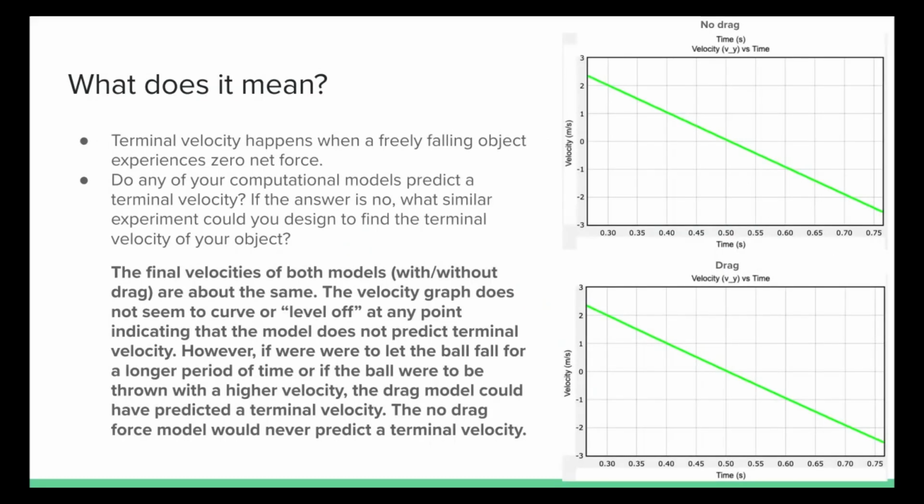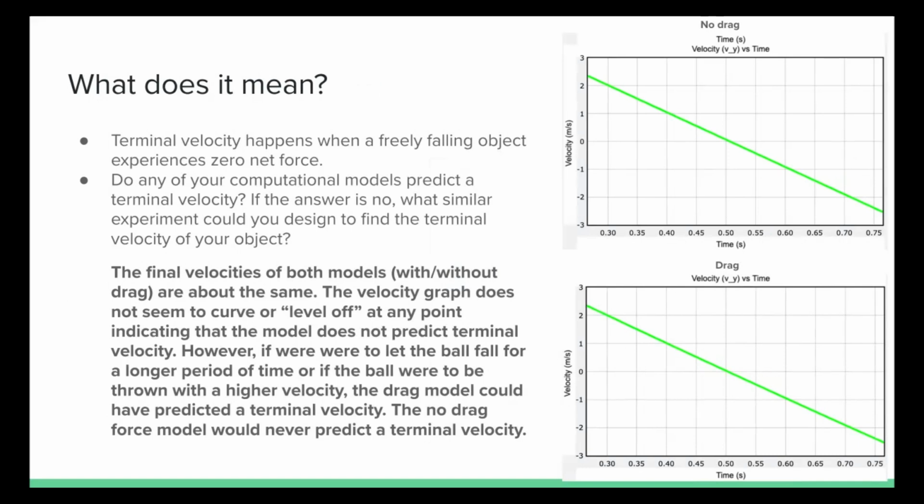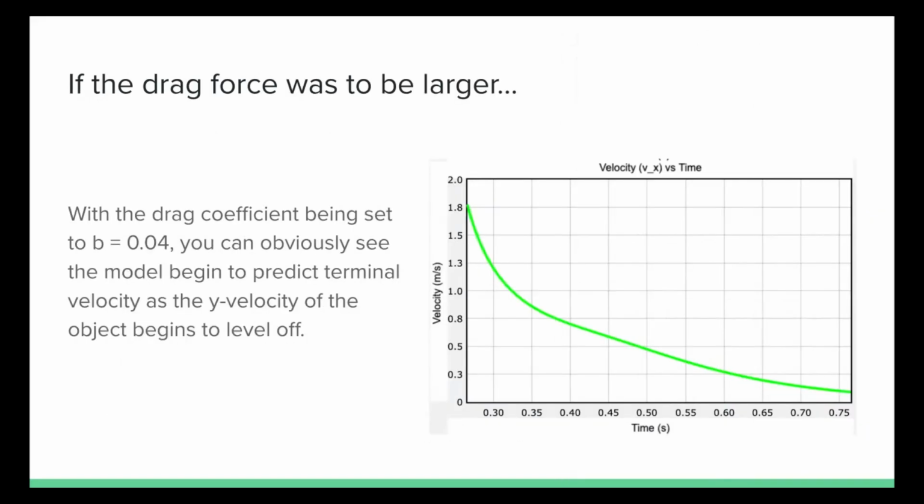So what does this mean with terminal velocity? Do either of our computational models predict terminal velocity? No, neither of them did, because we would have seen the velocity versus time graph start to curve off at the bottom to level out at a specific velocity. That would have been known as the terminal velocity, and we don't see that here. But this is because the drag force was too low, so you couldn't really see the effect.